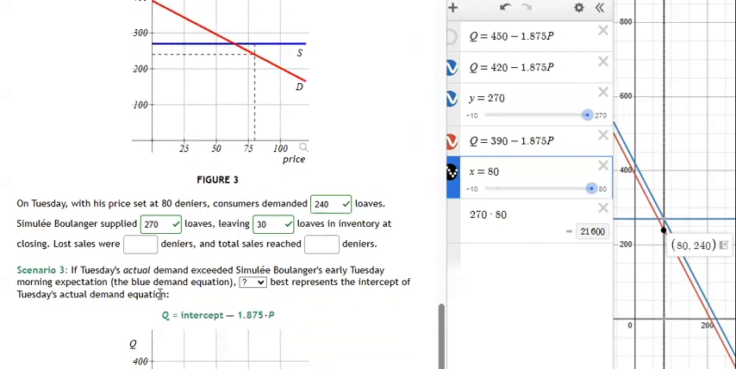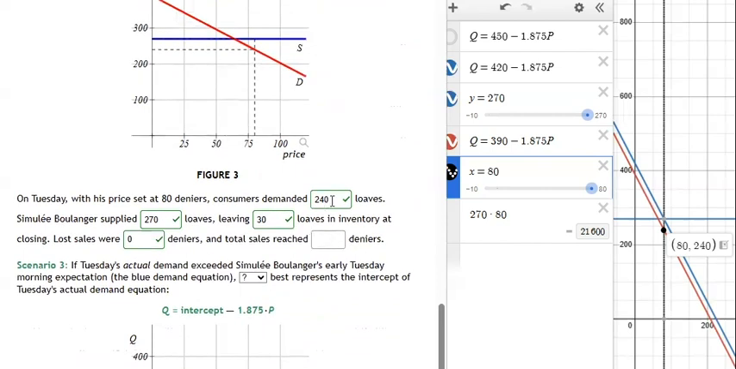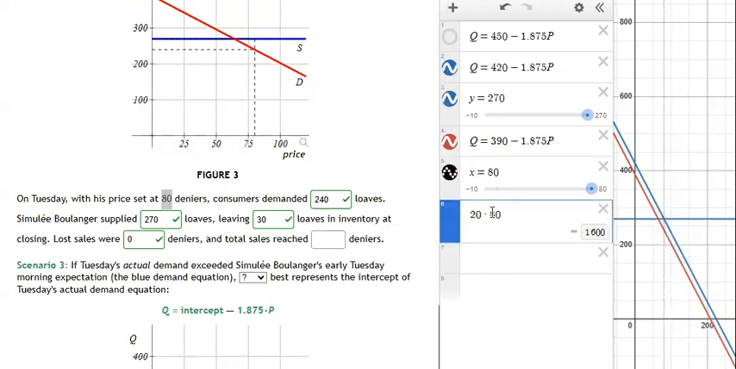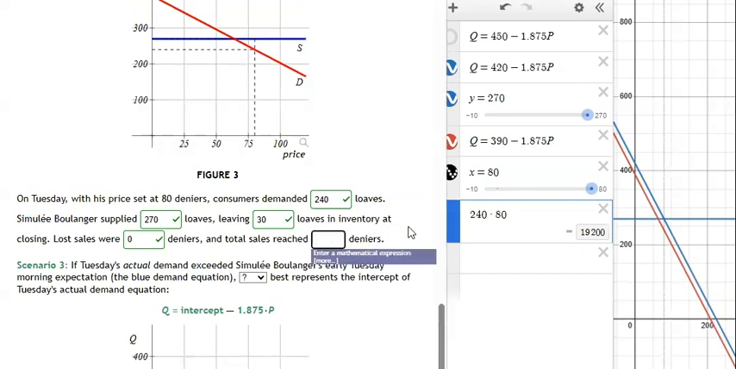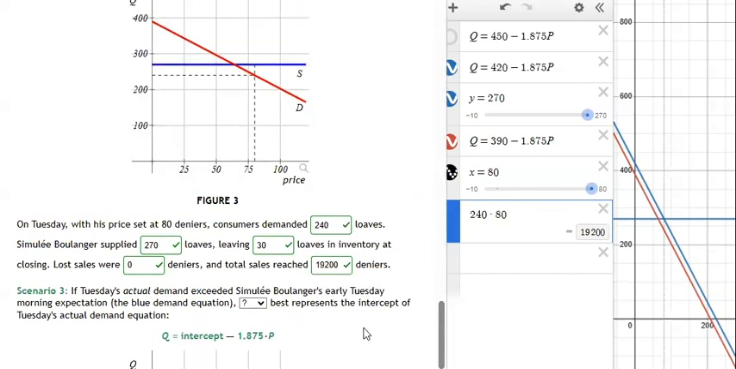If it was in a situation where his consumer demand was more than the amount he supplied, then we had lost sales. His lost sales here are zero. His total sales is how much were purchased times 80, not how much were supplied times 80. So his total sales are 240 times 80. The quantity that is demanded, the quantity that is actually sold, times 80, the price that was posted. So his total sales reach 19,200.